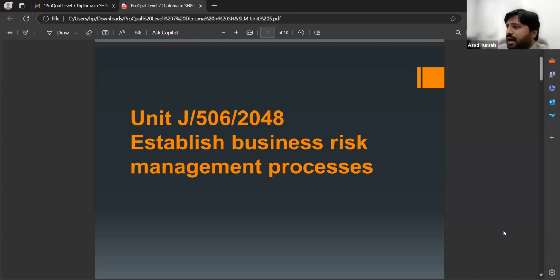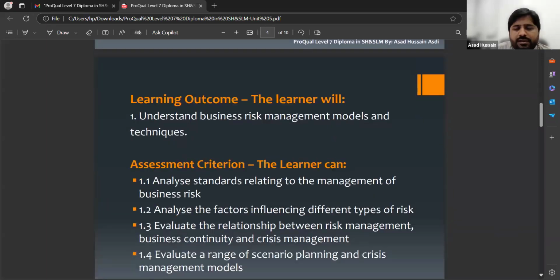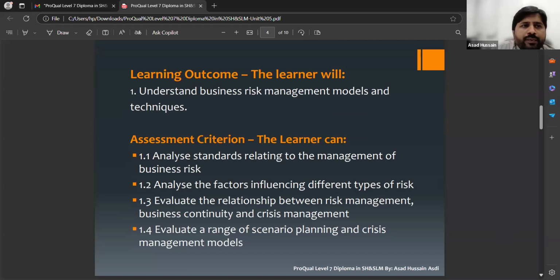As usual, we are going to discuss these topics and subtopics of this unit step by step, starting from the first learning outcome. Once again, I just want to remind you that you should consider business risk management here instead of just safety risk management.